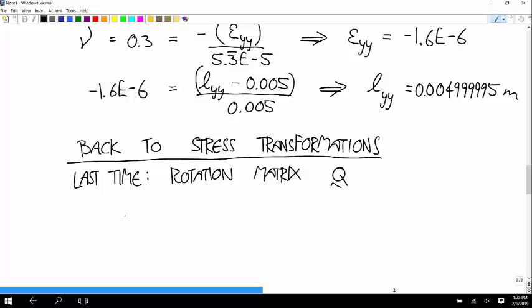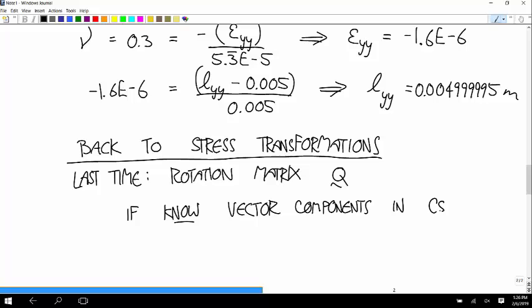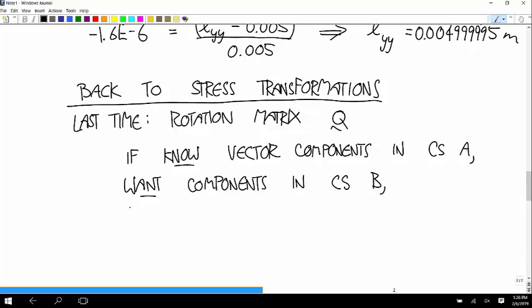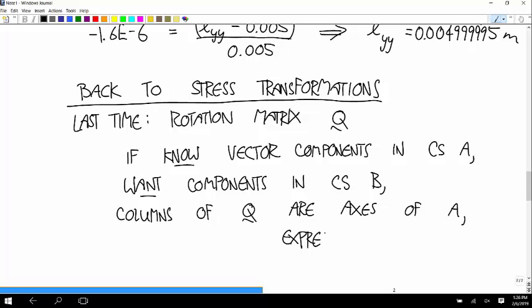And let's say that if you know vector components expressed in coordinate system A, and want the components in coordinate system B, the columns of Q are the axes of A expressed in B.